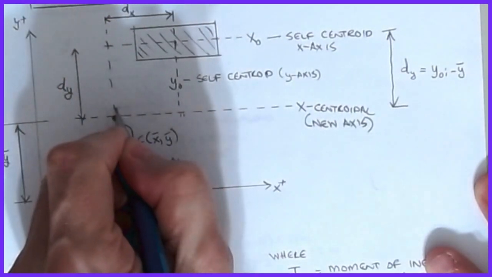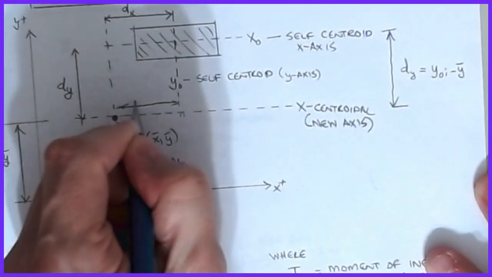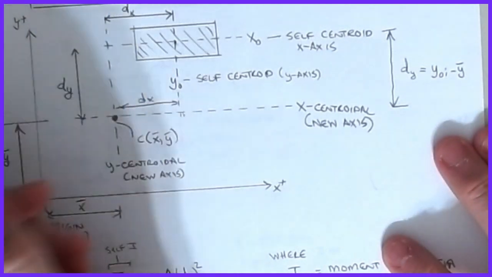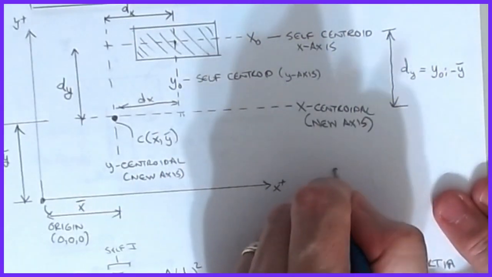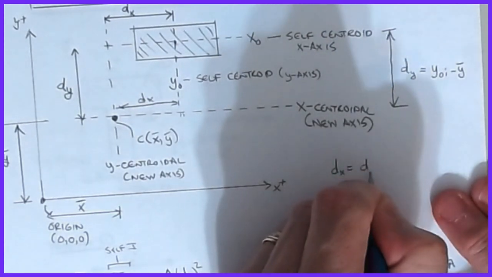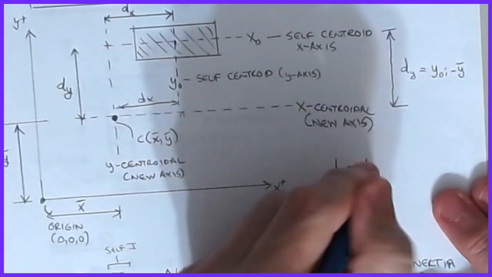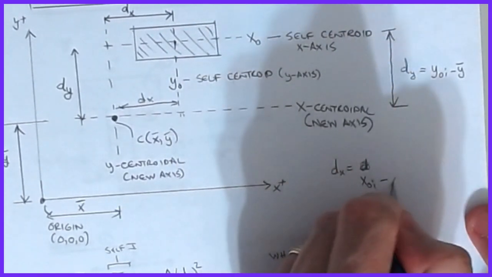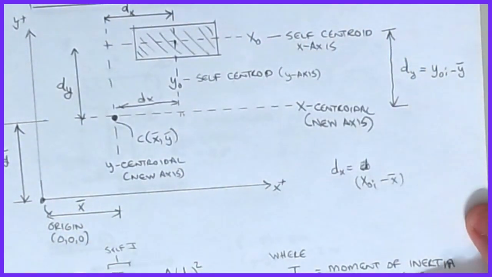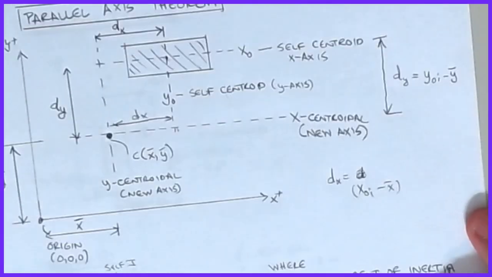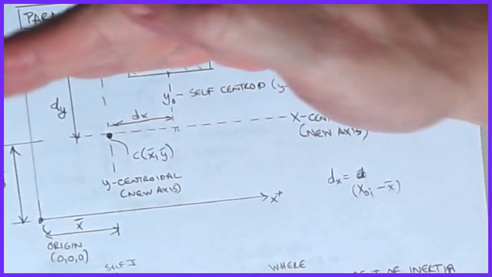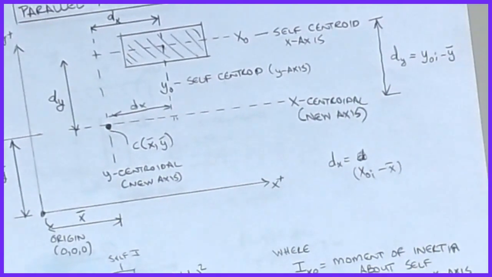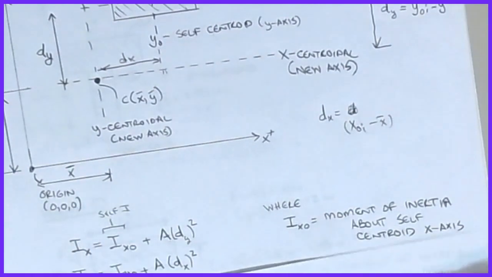And then this one, the horizontal, is your dx. Similarly, dx is going to be your x naught minus your x bar value, and that will get you those. So that's how you calculate this. Literally it's the perpendicular distance from the axis you have to move to the new one, and these axes have to be parallel to each other as we line them up. So that's the way we're going to set this up.